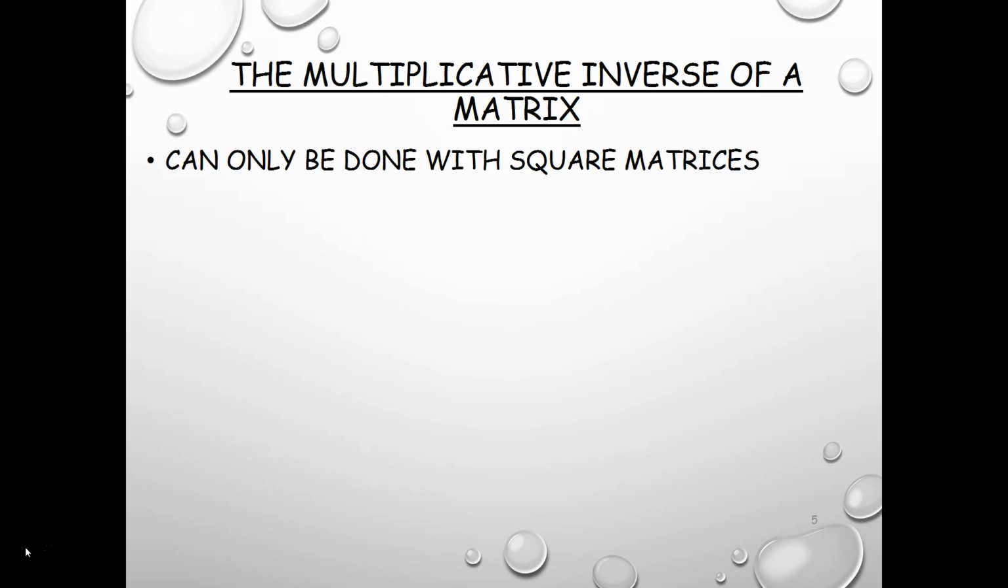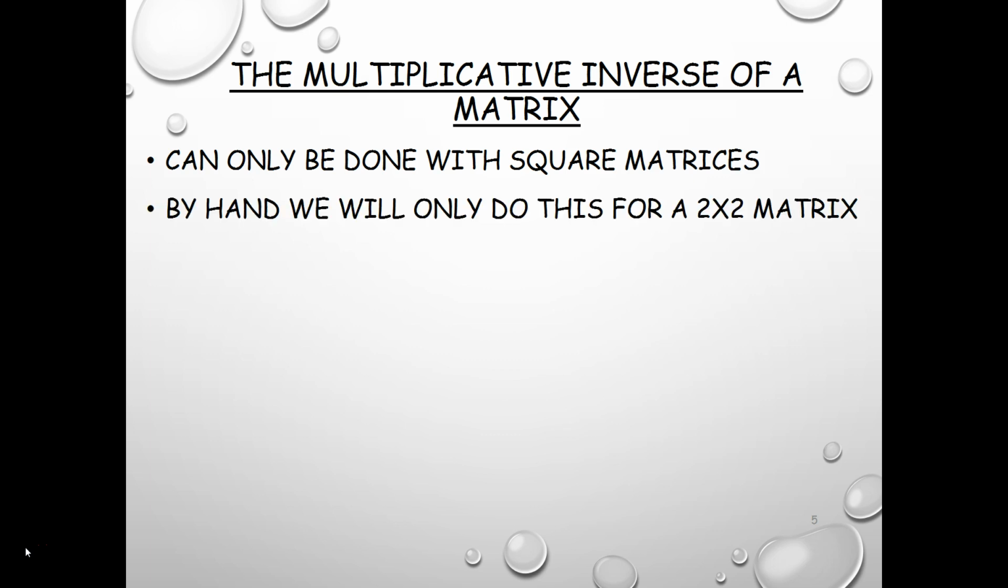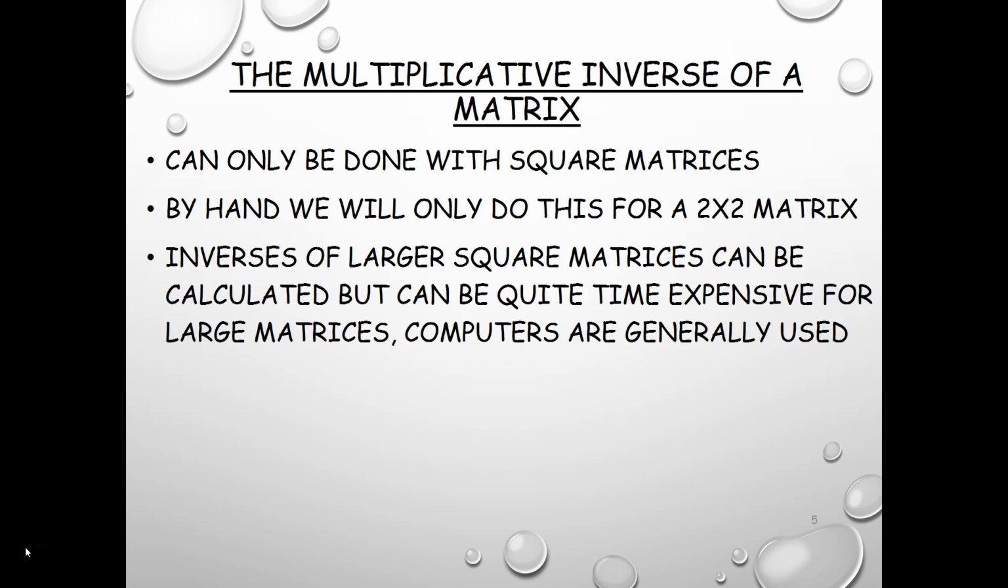Now we're going to look at how to calculate the inverse for a 2 by 2 matrix. Here are some rules that we need to follow. First off, it can only be done with square matrices. So that means a 2 by 2 matrix, 3 by 3 matrix, 4 by 4 matrix, and so on. But we're going to do these by hand in this lesson, so we're only going to do it for a 2 by 2 matrix, because if we were to try to do this with a larger matrix, it's going to be a lot more complicated.